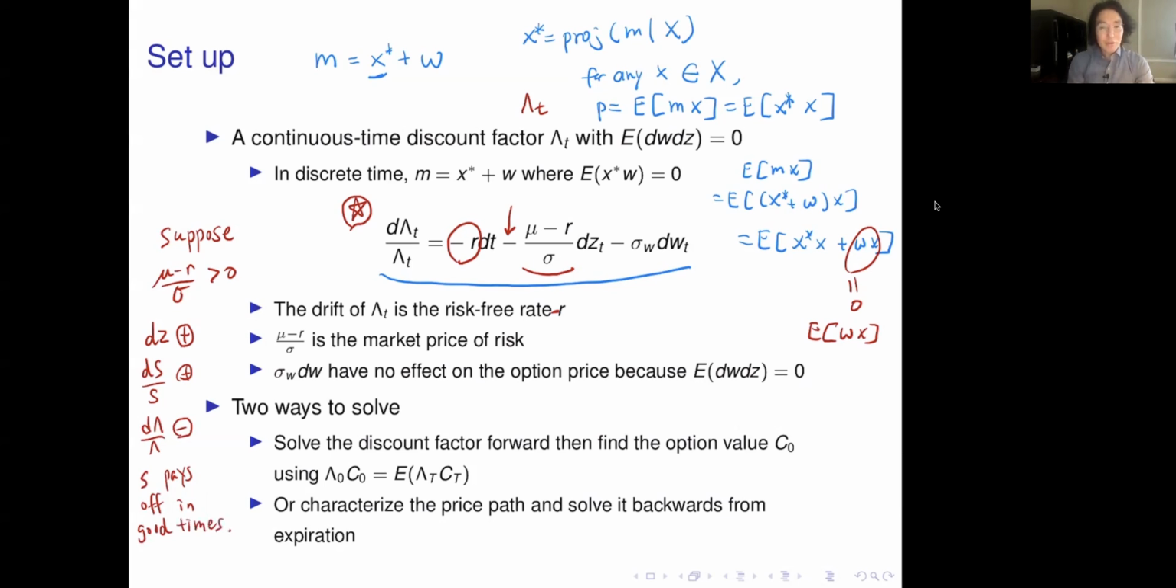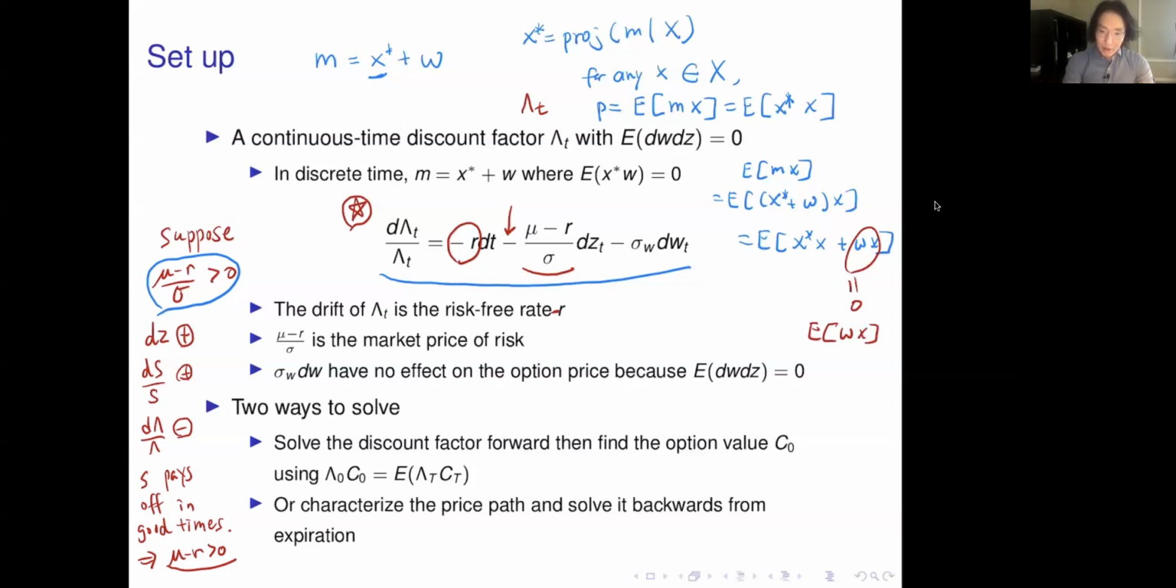Okay, this is a stock that pays off well in good times, and it pays off poorly in bad times. In other words, the expected return on the stock should be positive, greater than the risk-free rate. So that's why the market price of risk is likely to be positive. That was the underlying economics of this stochastic discount factor.